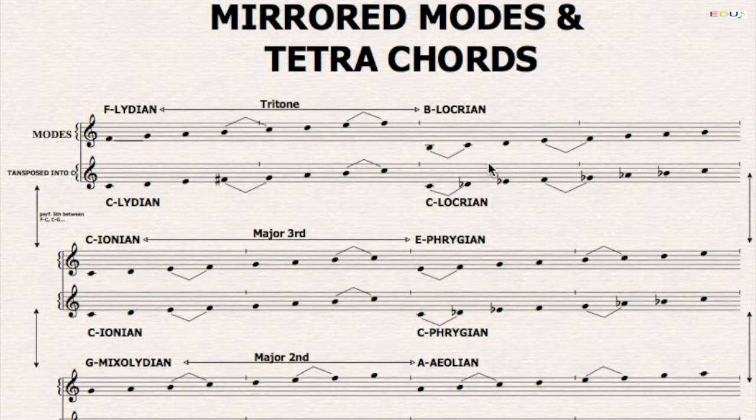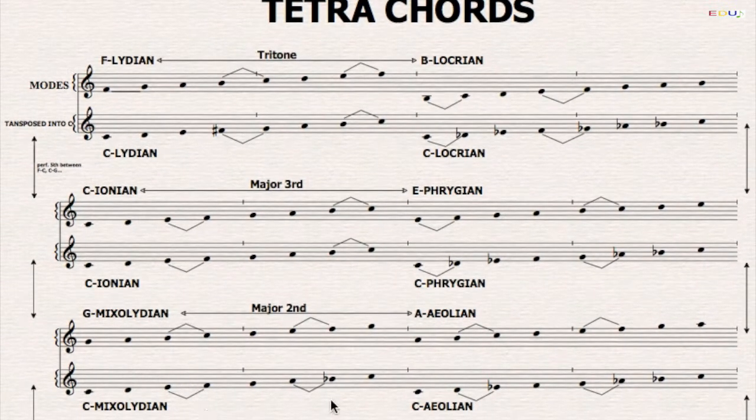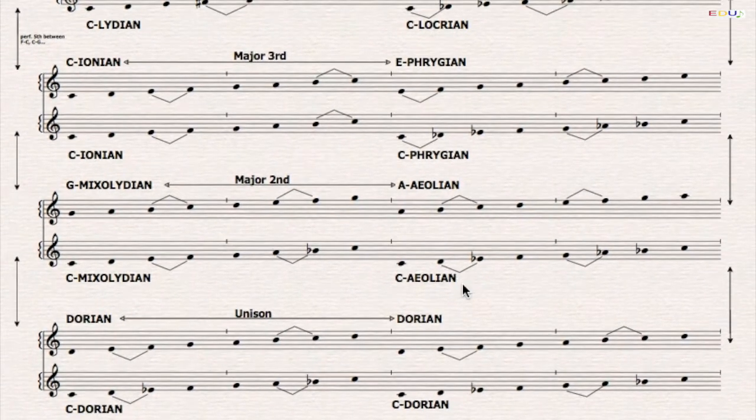Now here's a different chart to show you how it works. C Lydian and C Locrian are in fact mirrored scales. What happens if we mirror C Ionian in the same way? We get C Phrygian. If we mirror Mixolydian, we get Aeolian. And if we mirror Dorian, we get Dorian.